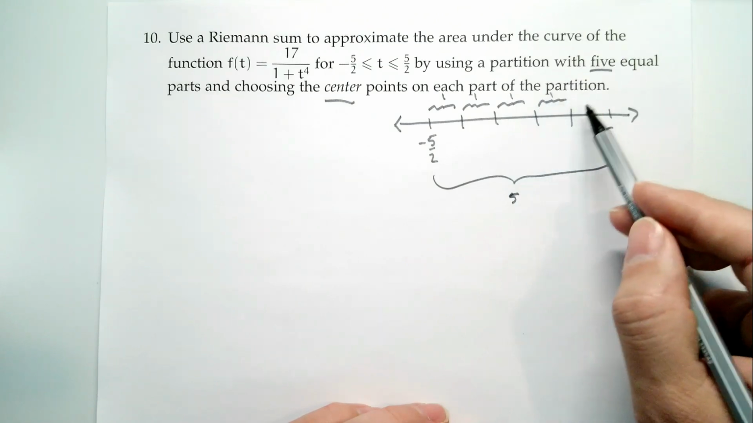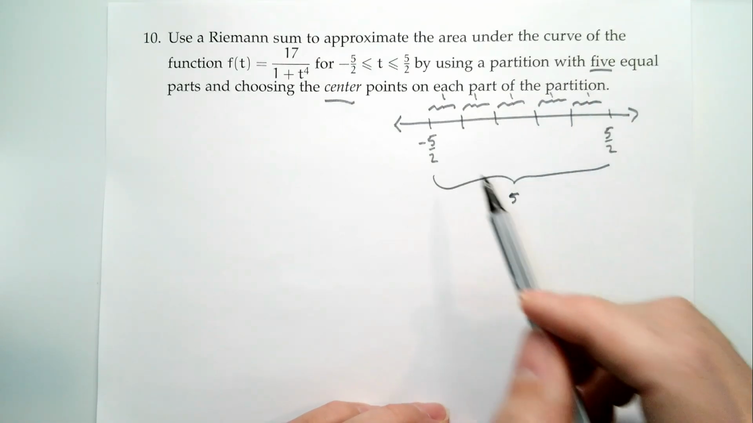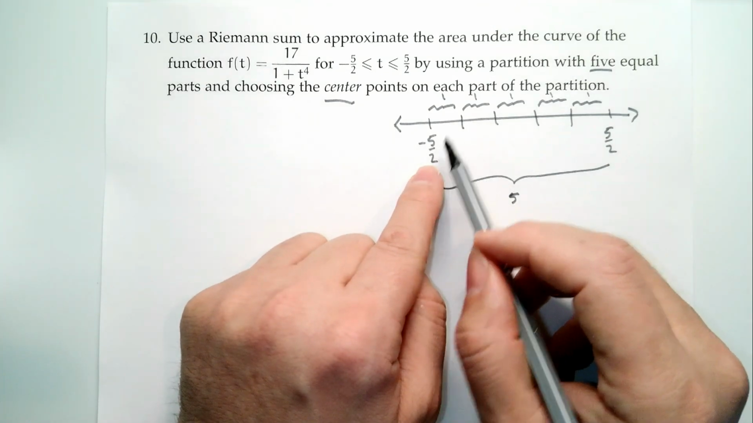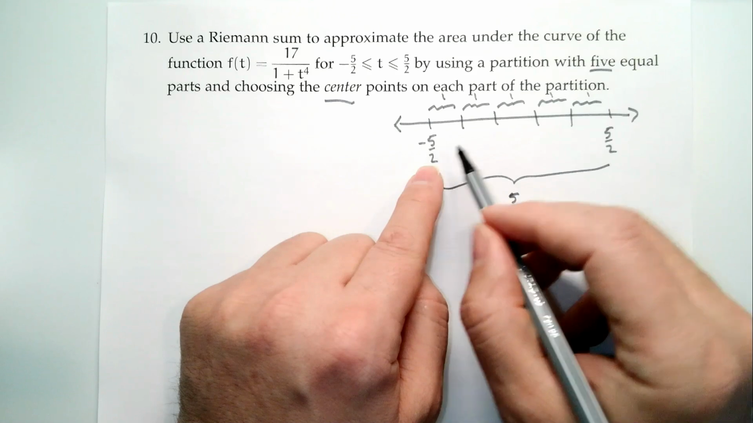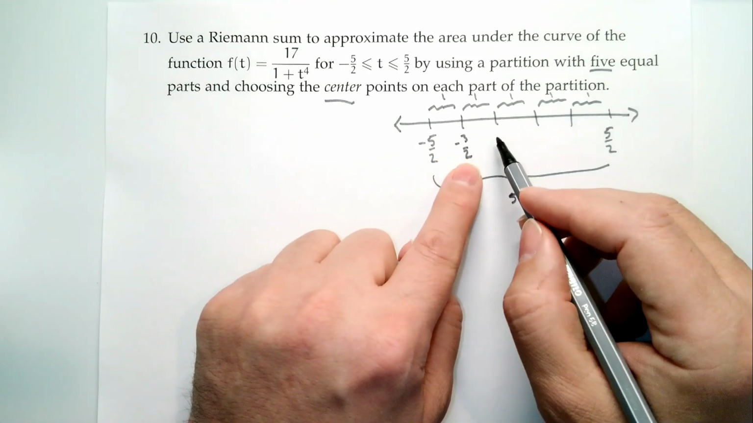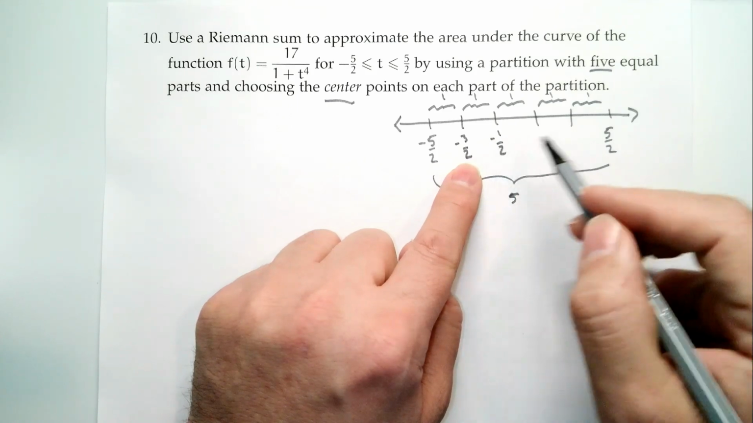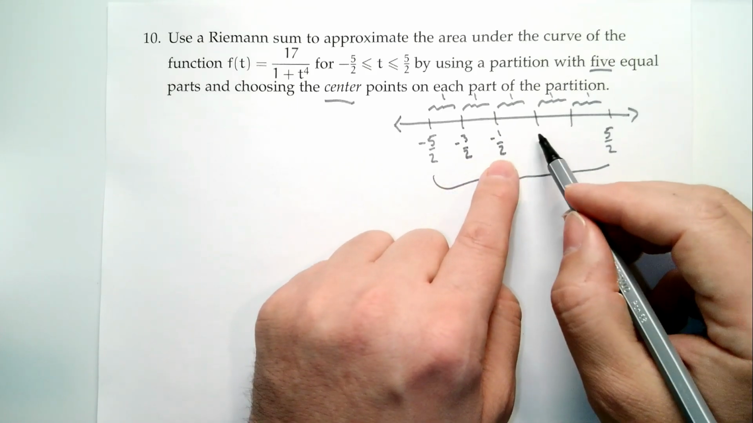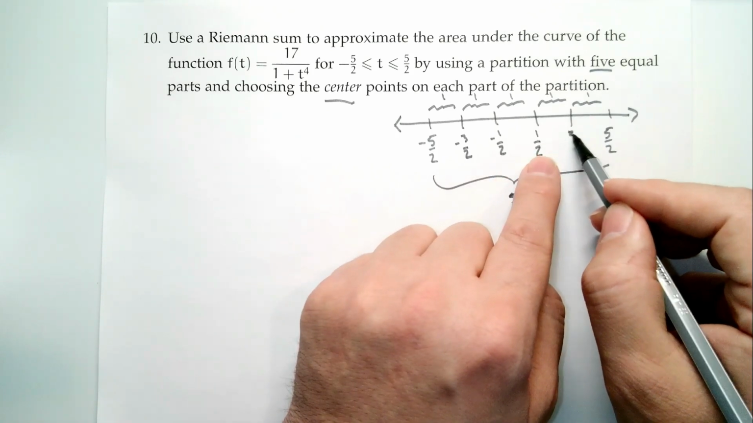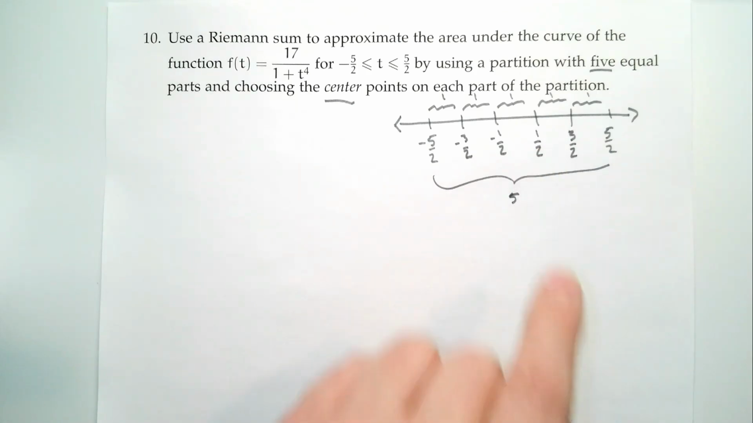Okay, so that's easy enough. That says if you start here, to get to the next dividing line, you would add 1. Negative 5 halves plus 1 gives negative 3 halves. Negative 3 halves plus 1, negative 1 half. Negative 1 half plus 1 is positive a half. 1 half plus 1 is 3 halves. In case you're wondering how I'm doing that, whenever I add 1, it's like adding 2 over 2. So it's like adding 2 to the numerator.